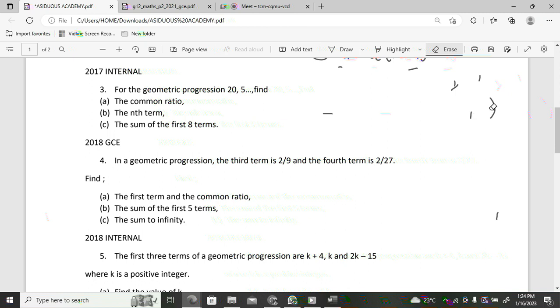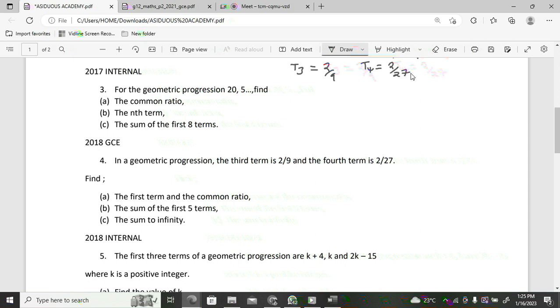So 2018 GCE is saying in the geometric progression, the third term is 2 over 9 and the fourth term is 2 over 27. And the first one we have is find the first term and the common ratio. So the only thing that you've been given for this question is the third term and the fourth term. So let's put them down.